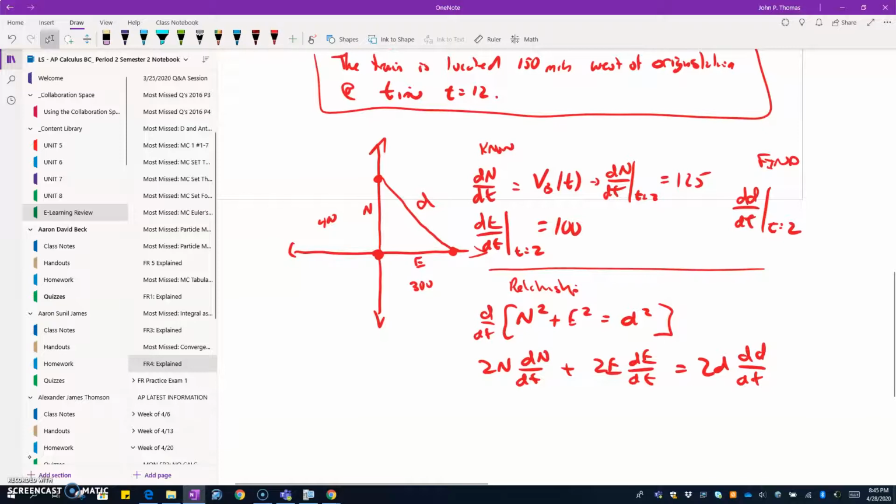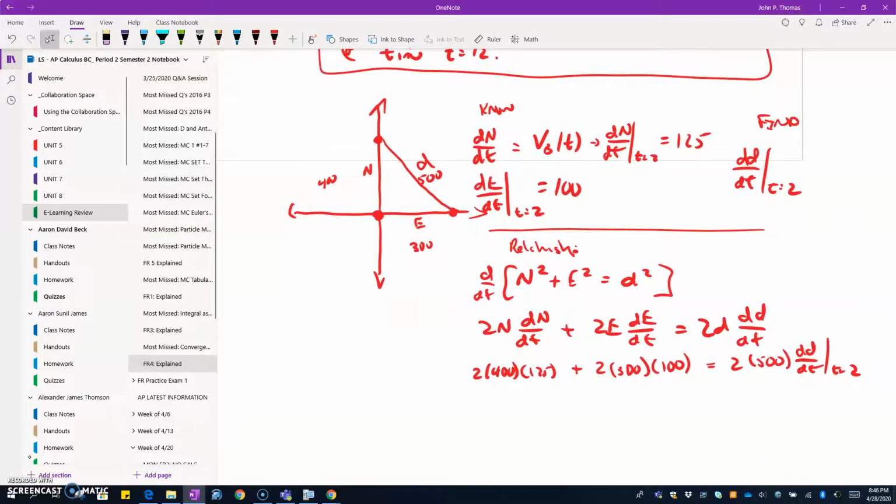Now I'm going to plug in the values that I know from time 2. At time 2, N equals 400, so I have 2 times 400 times dN/dt at 2, which we found out was 125, plus 2 times east. East we found out was 300, times dE/dt, which we knew from the given was 100. That equals 2 times D. This is a Pythagorean triple, 3, 4, 5, so I can say 500 for D. So I have 2 times 500 times dD/dt, specifically when t equals 2.